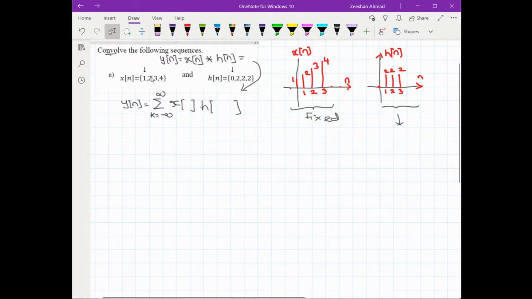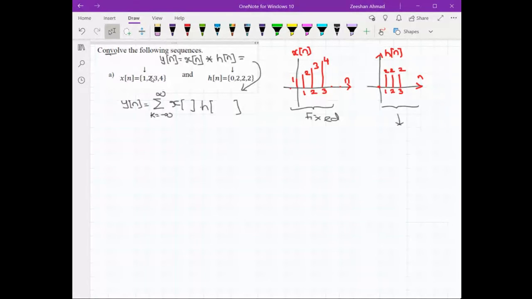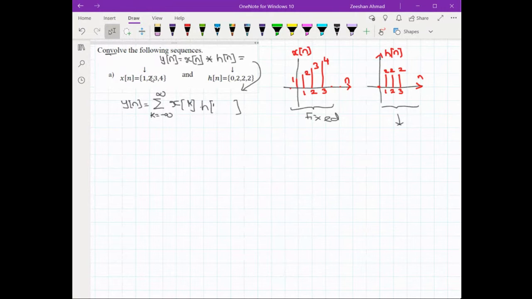What we have basically, sorry, I made a mistake. The formula is y of n equal to summation, k equal to minus infinity to infinity. This will be k, not n. Previously I wrote n here, so please correct it. And this will be n minus k here.